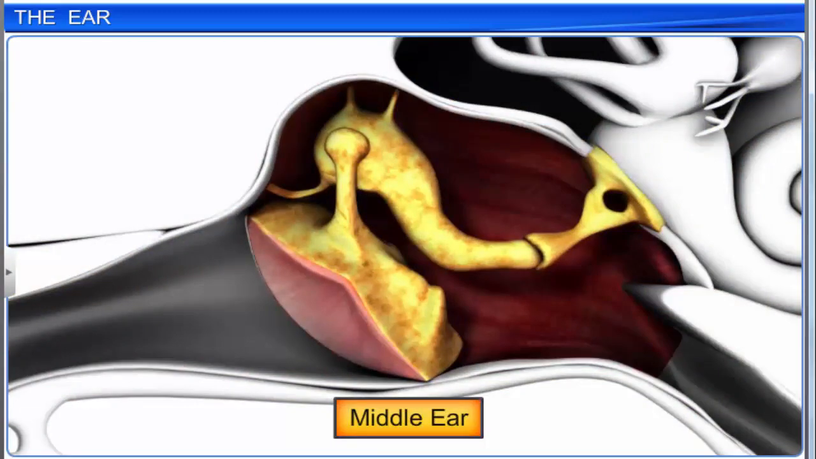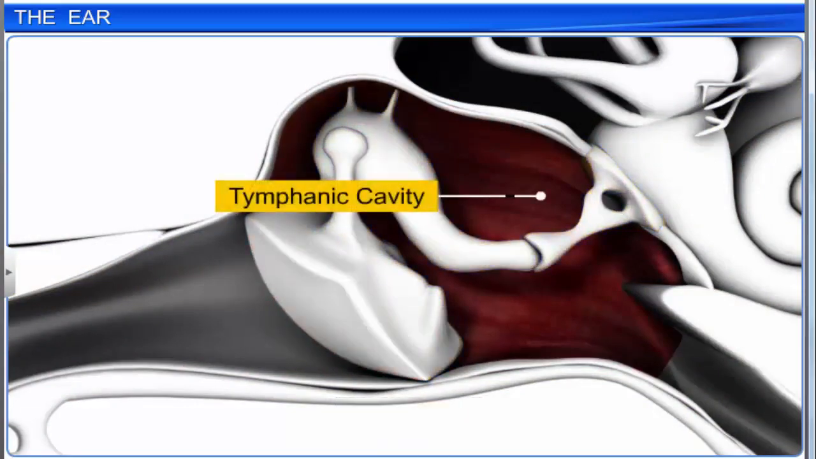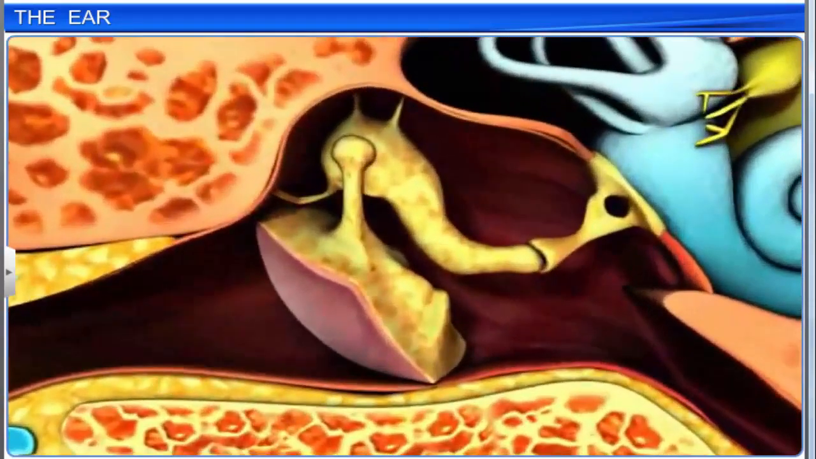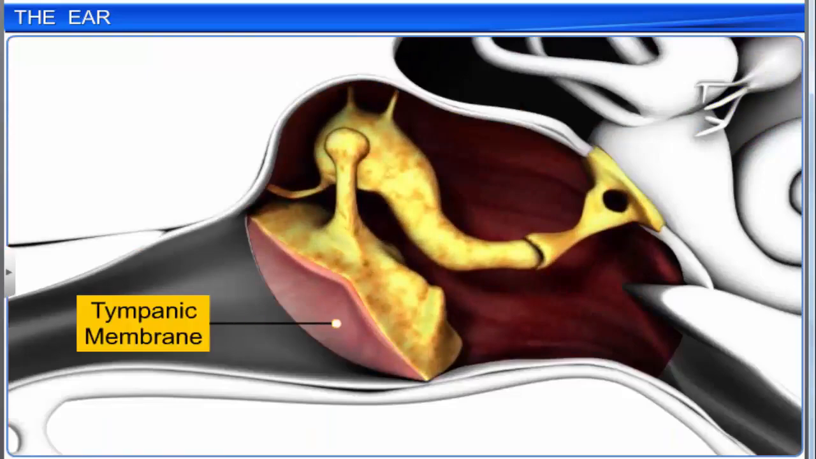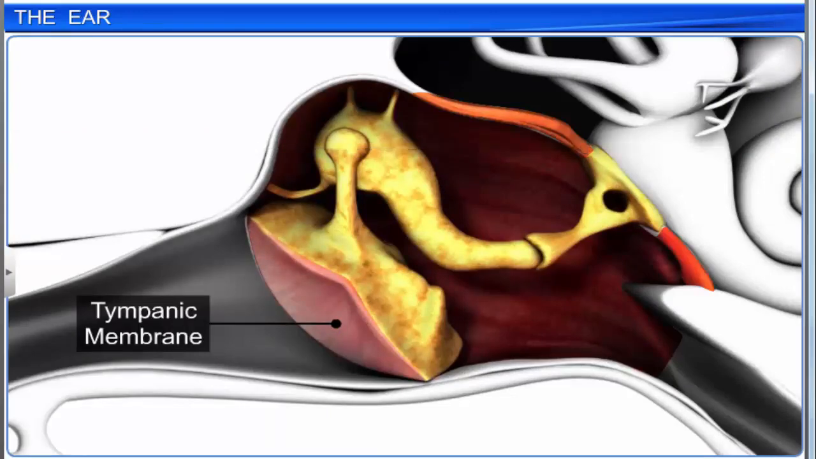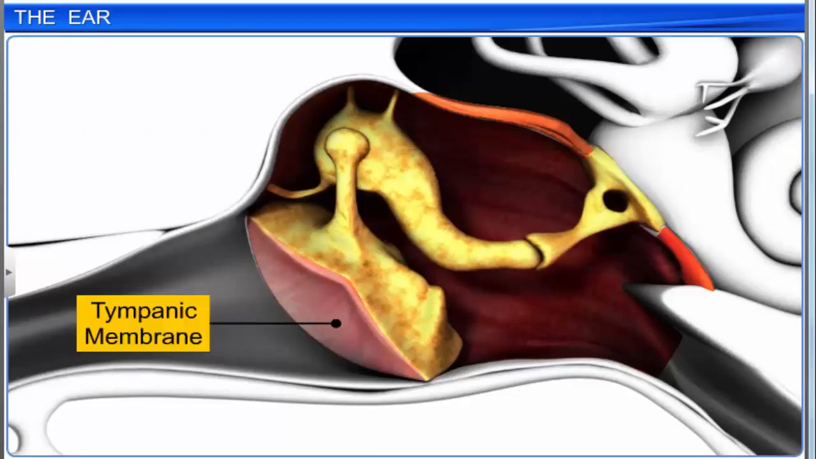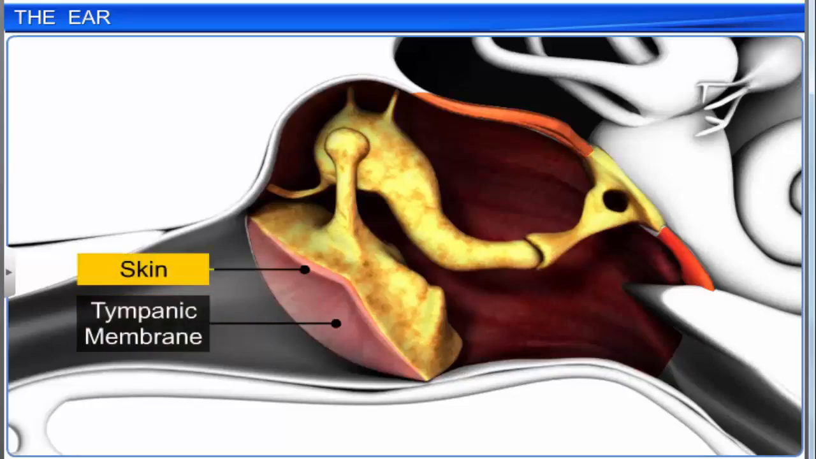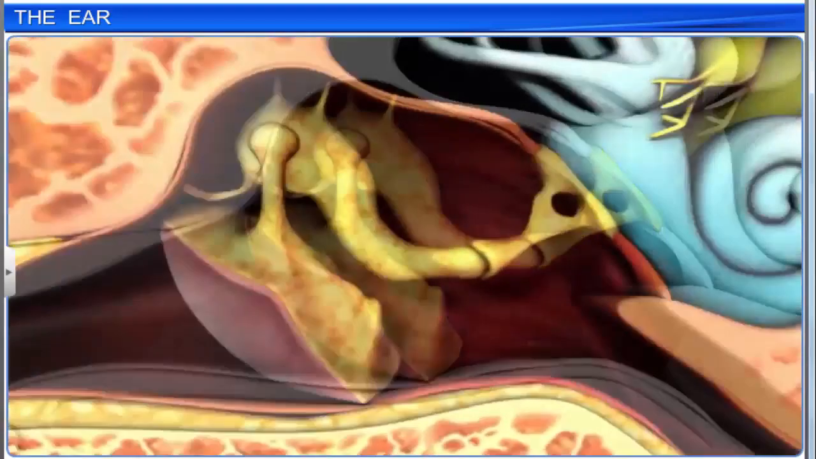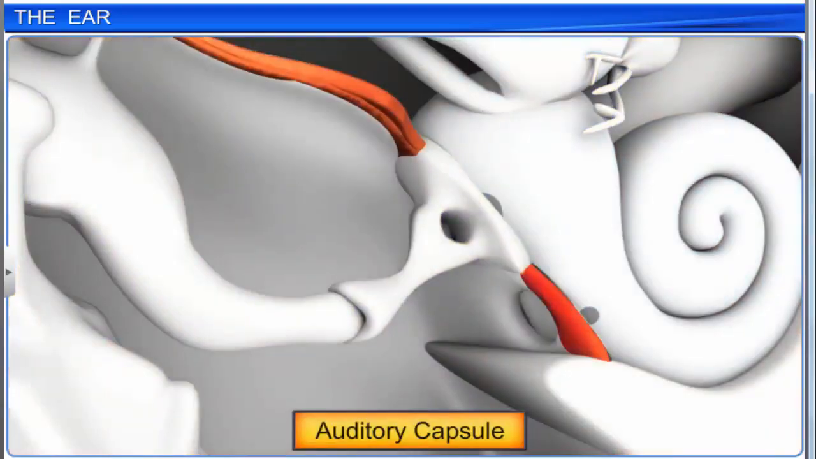The middle ear consists of an air-filled space called the tympanic cavity that separates the outer and inner ears. The tympanic cavity is bound externally by the tympanic membrane, also known as the eardrum, and internally by an auditory capsule. The tympanic membrane is composed of connective tissue that is covered with skin on the outside and a mucous membrane on the inside. The auditory capsule, on the other hand, has two membrane-bound apertures called the oval window and the round window.